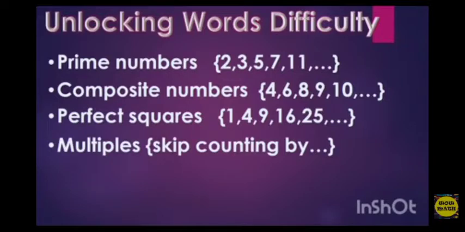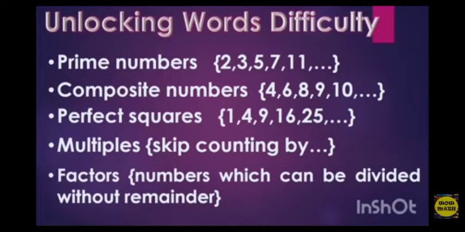And the multiples. So we are doing this by skip counting. It could be 5 by 5, by 2, by 3. So these are multiples. It's like when we skip count by 2, the elements in the set should be 2, 4, 6, 8, and so on. We also have factors. These are the set of numbers which can be divided without remainder.